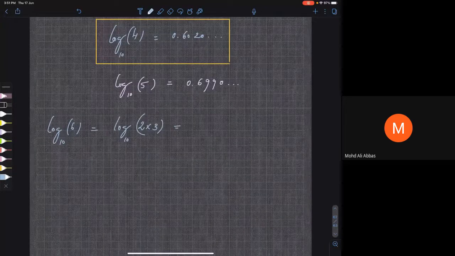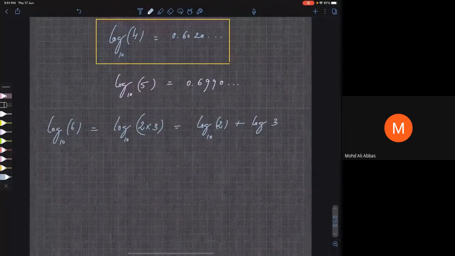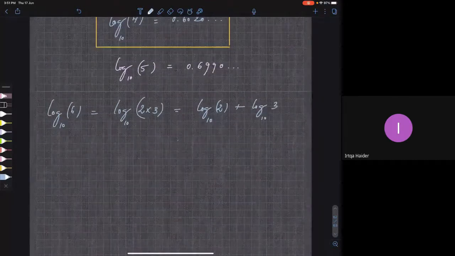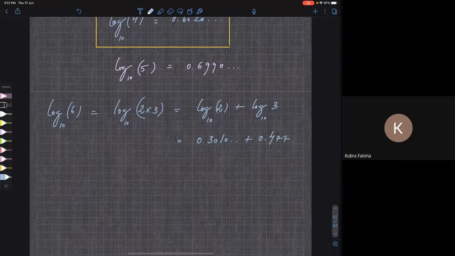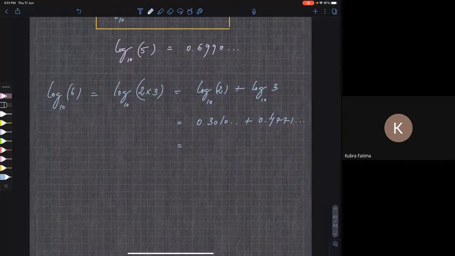So now let us see what log 6 is. So 6 can be written as 2 times 3. According to the properties of logarithms, it is equal to log 2 plus log 3 to the base 10. Clear? We already know what log 2 is. Tell me. 0.3010. You already know what log 3 is. 0.4771. If you add this, you'll get the value of log 6. So 0.7781. Yes, sir. Let us check it.